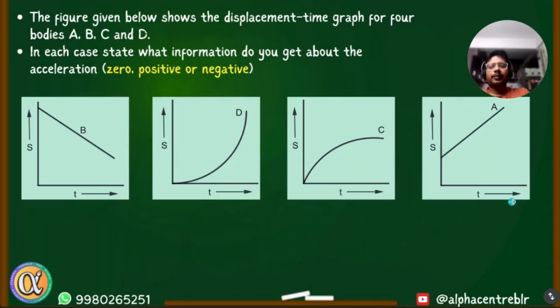Okay, now see there, here we have some displacement time graphs for you. This is B, this is C, and this is D. So among these four graphs, can you tell which one has zero acceleration, positive acceleration, or negative acceleration? So from displacement time graph, we have to tell acceleration.